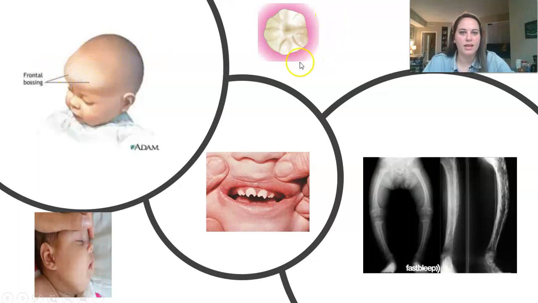This is a molar that indicates the mulberry molars, and this over here is the saber shins. They call it saber shins because it looks like a saber from the side. And here is the peg-shaped upper incisors. They are very distinct. And this is an example of a saddle nose.